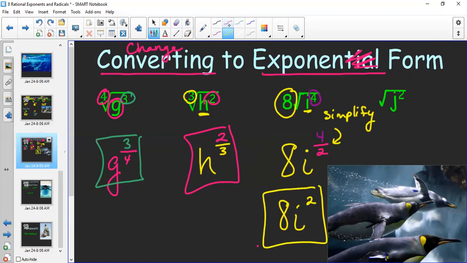All right, so last one here is j. We have our base is j. I have a root with no index, so that means it's a 2. We don't write it when it's a square root. And our numerator is also 2. Again, what we know about fractions, we don't keep it as 2/2. This is the same thing as just j to the 1st power, or better written as j.